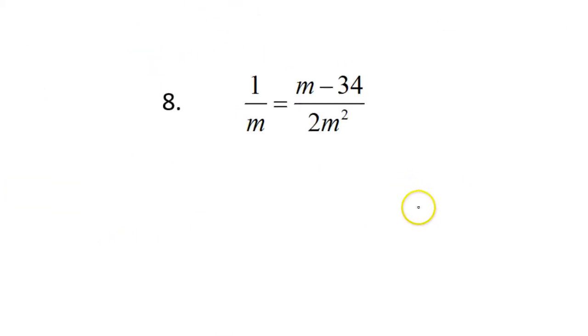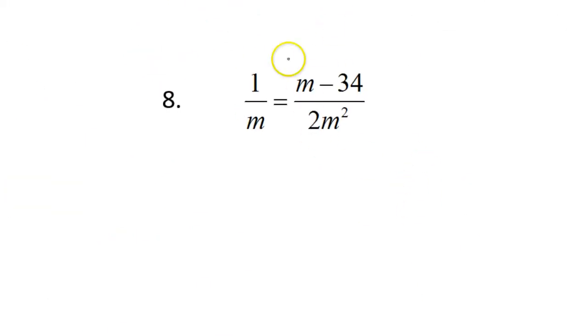Okay, let's do number 8. Again, I could cross multiply, but instead I'm going to use the like denominator method. Do I have enough space for this? I think I do. I'm going to make the denominators the same. So the right denominator has a 2. So I'm going to multiply by 2 in the numerator and the denominator. So now I have 2m and 2m squared.